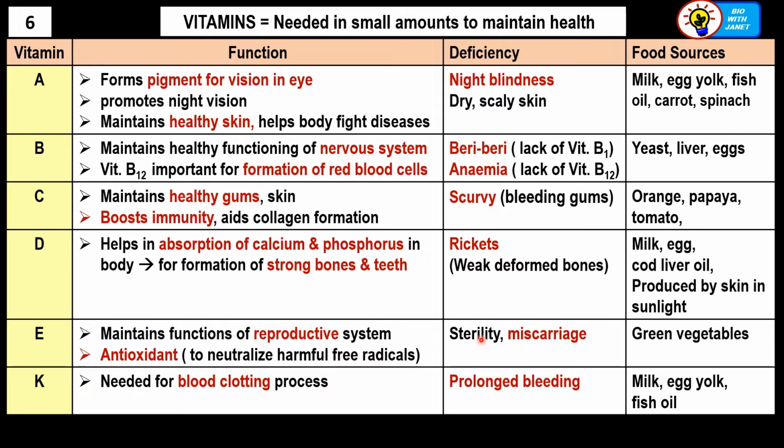Lack of vitamin E causes sterility, that means being unable to have children, and miscarriage, where the fetus may drop and come out from the uterus, right? Come out from the body of the pregnant lady. Food sources are green vegetables. Vitamin K is very important for the blood clotting process. So if a person lacks vitamin K, he can experience prolonged bleeding at a cut or wound. Food sources of vitamin K are milk, egg yolk, and fish oil.